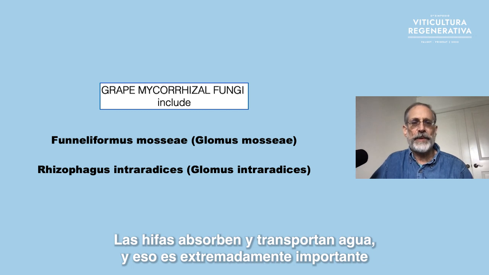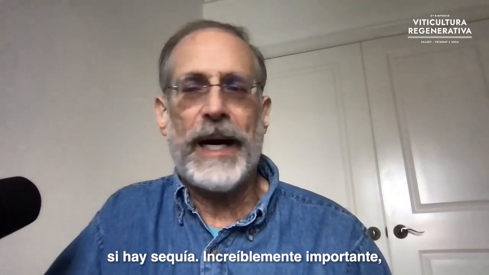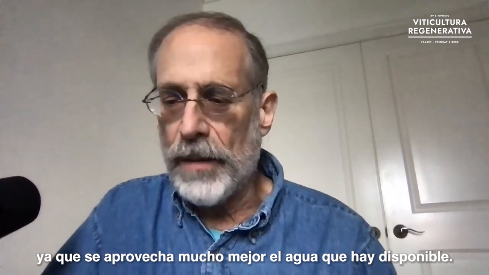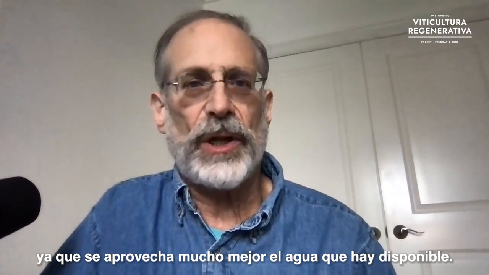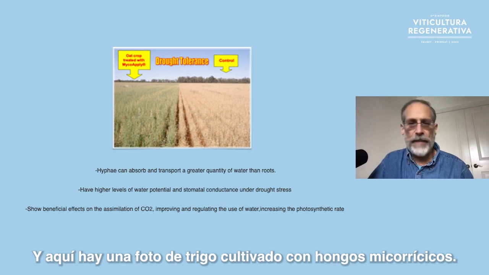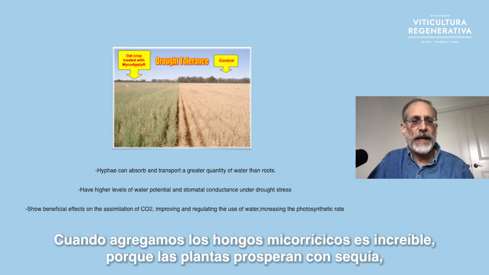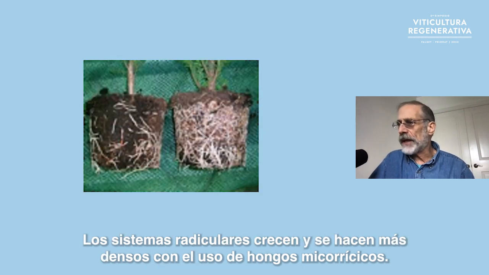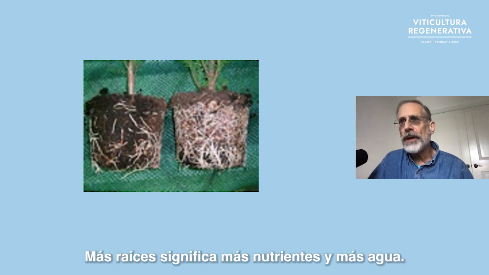The hyphae absorb and transport water, and that's extremely important. You're having a drought. This is incredibly important. You get much more benefit from the water that's there as a result. And here's a picture of wheat grown with mycorrhizal fungi. When you add the mycorrhizal fungi, unbelievable that the plants thrive in the drought, whereas without the mycorrhizal fungi added, they don't thrive. The root systems become bigger and denser as a result of using mycorrhizal fungi. More roots means more nutrients and more water.